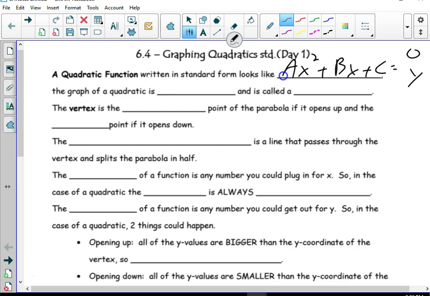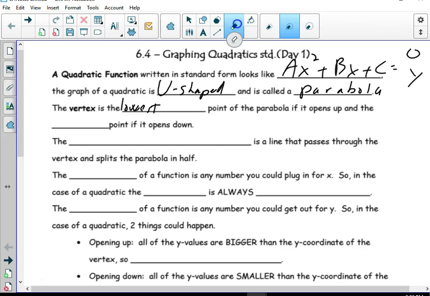Okay. So the graph of a quadratic is U-shaped. That might be an upside down U or a regular U. And it's called a parabola. The vertex is the lowest point if it opens up. Oh, there's already the word point there. Yeah. The lowest point of the parabola if it opens up, and the highest point if it opens down.